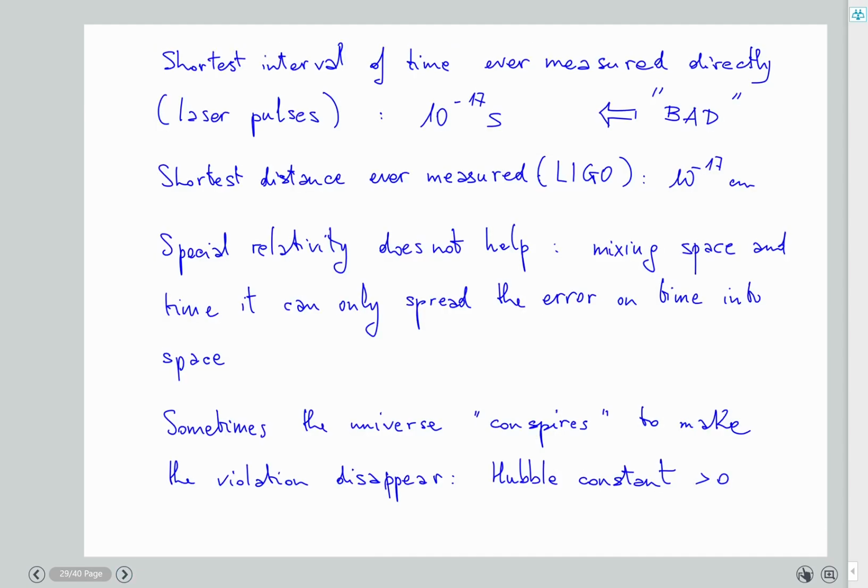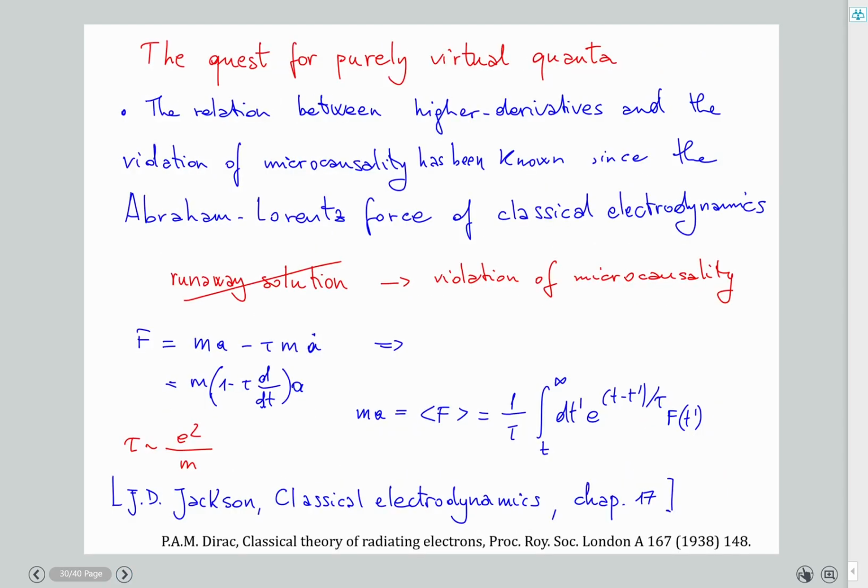And let me remind you that the shortest amount of time that has been directly measured is just 10 to the minus 17 seconds from laser pulses. And the shortest distance that has been measured directly is from LIGO, 10 to the minus 20 centimeters. This is seconds, this is centimeters. So there is a speed of light in between, which means that time is measured with 10 orders of magnitude more accuracy than space. And this is still 20 orders of magnitude away from the times I'm talking about. So the predictions of this theory, even including the violation of microcausality at small distances, are fully consistent with data. Now let me conclude with a brief history of the quest for purely virtual quanta.